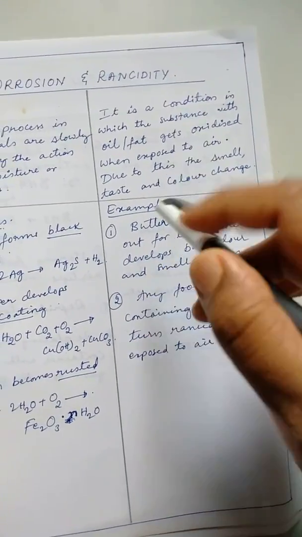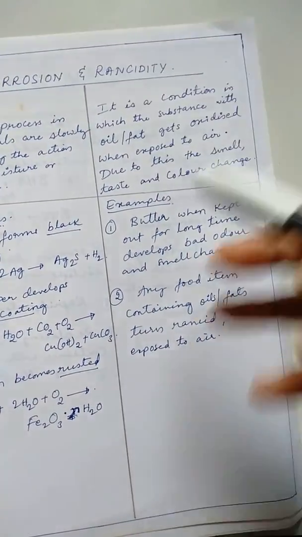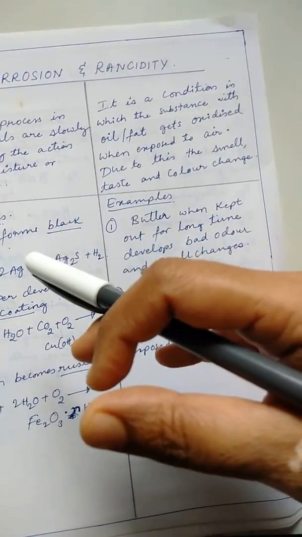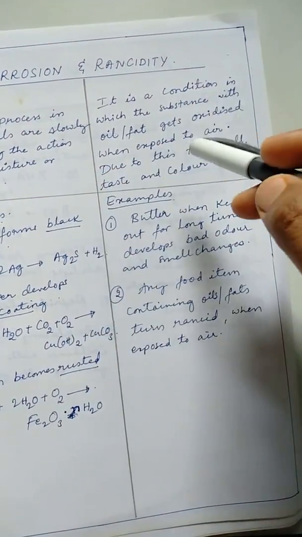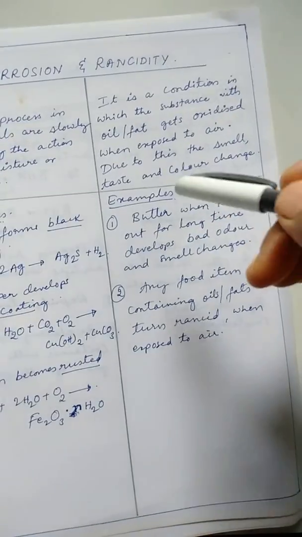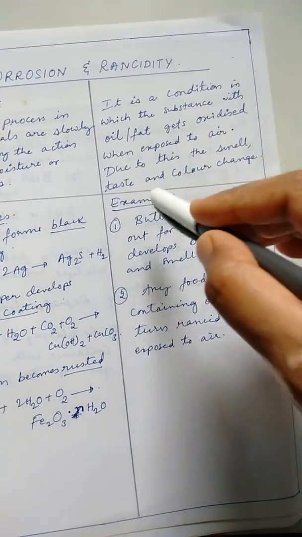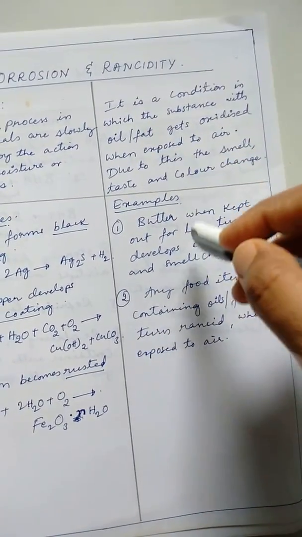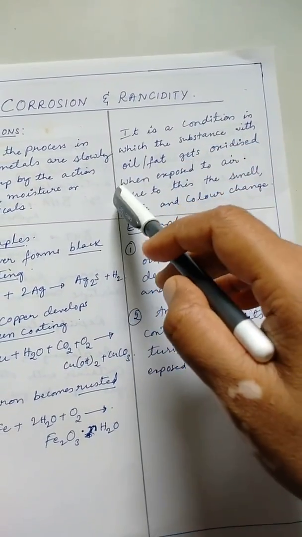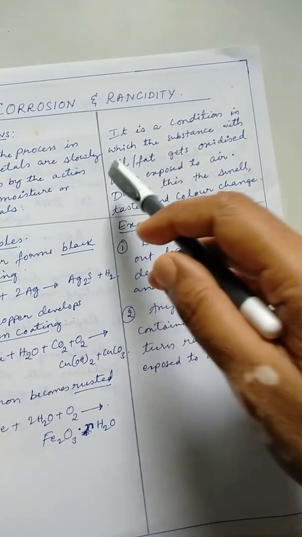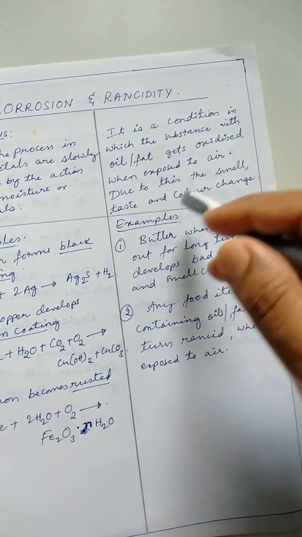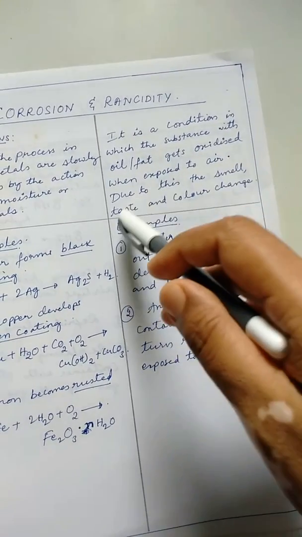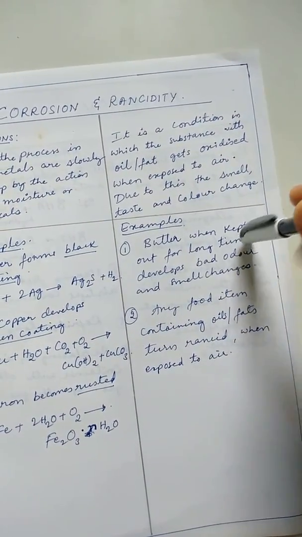Actually what happens is it generates some highly reactive molecules. These highly reactive molecules are responsible for the unpleasant odor or flavor. These also reduce the nutritional value of the food. So rancidity is a condition where the oil or fat present in the food gets oxidized such that the smell, taste and color change.